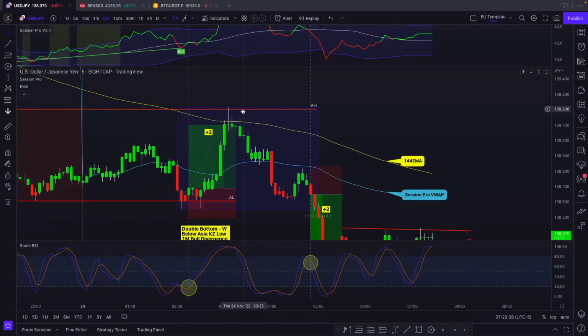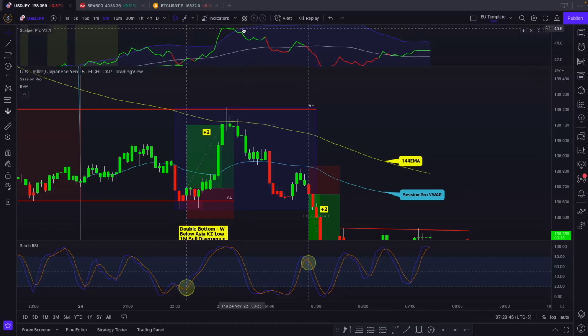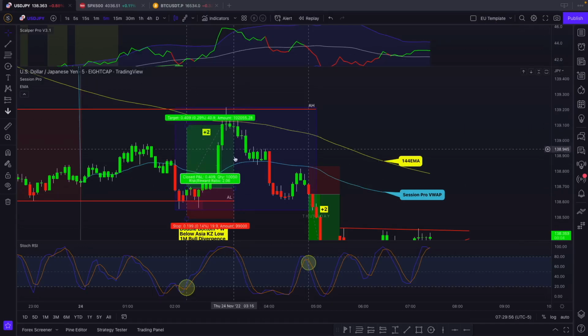So yeah, we touched the Asian session high. We did not close above the 144 EMA. We held beautiful resistance. We got a reversal signal right here on the Scalper Pro with a bearish crossing stochastic RSI. So that would be another confirmation. This time we're also below the 144 EMA. We pulled back to it.